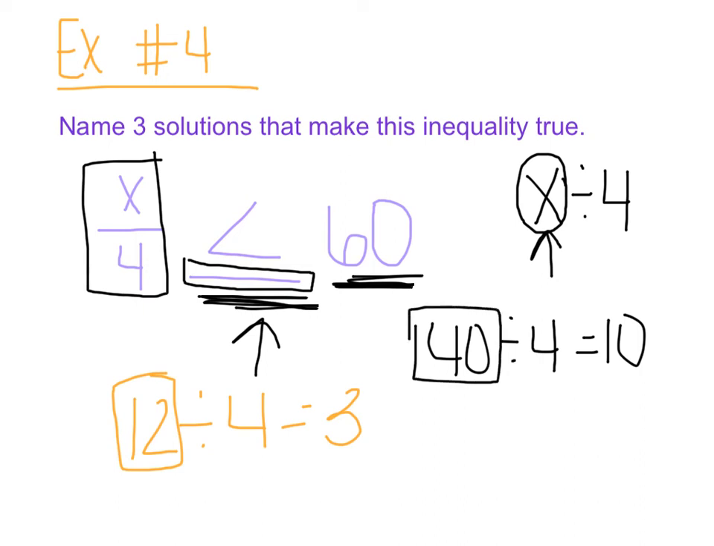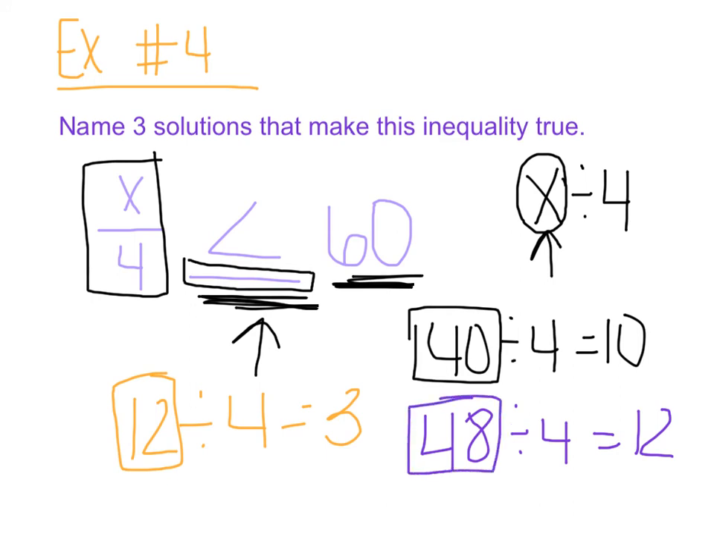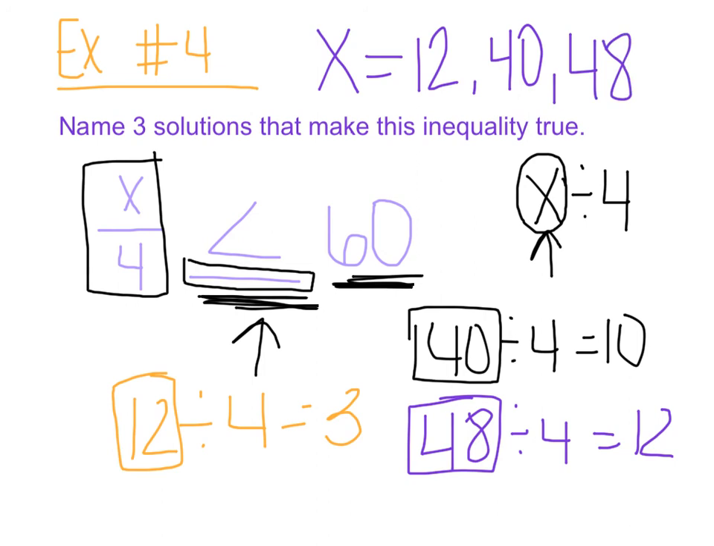And then how about the last one? 48 divided by 4 is 12, which is also less than 60. So 48 can be an answer. So 3 solutions for x could be 12, 40, and 48. That means I could put them right here for the x, and this would be true. So 12, 40, and 48 can all be divided by 4 and be less than 60.